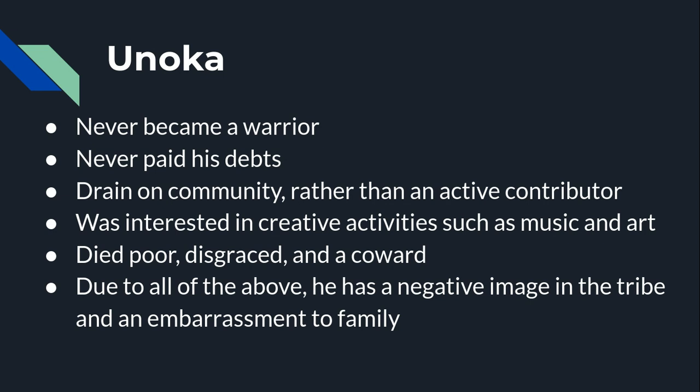His interests, unlike his son, who looks at those manly activities like wrestling and fighting and being a warrior, his father was more interested in creative things such as music and art, and reading and those types of things. And quite often, Okonkwo thought that those were more of a woman type thing rather than that manly idea that he always likes. Unfortunately, Unoka died poor, disgraced, and a coward in the eyes of many, including his son. And so, due to all of those things that are listed there, he has a negative image within the tribe and was an embarrassment to his family.